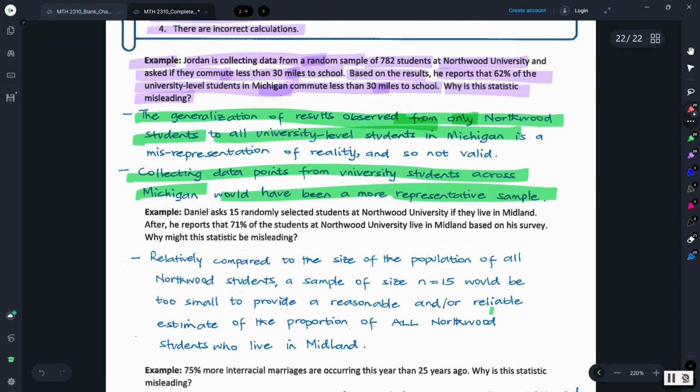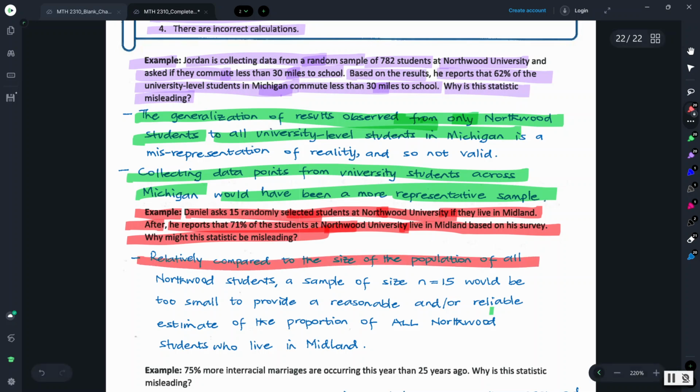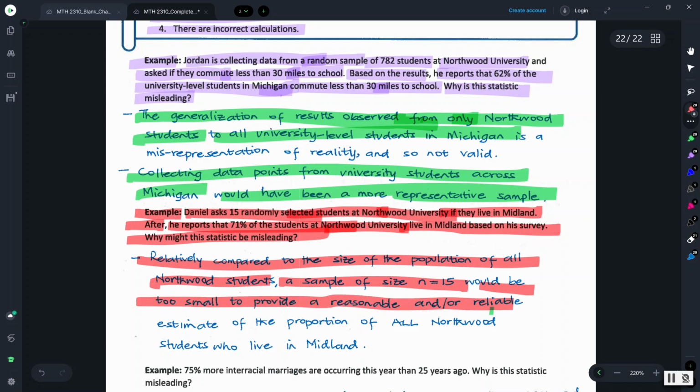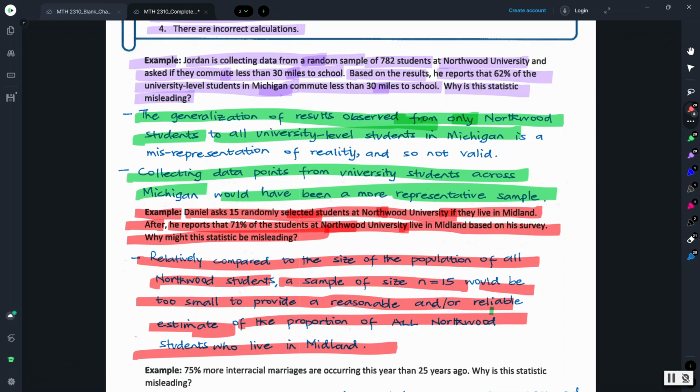We consider yet another scenario. Daniel asks 15 randomly selected students at Northwood University if they live in Midland. After, he reports that 71% of the students at Northwood University live in Midland based on a survey. Why might this statistic be misleading? Well, relative to the size of the population of all Northwood students, a sample size of 15 might be too small to provide a good amount of information to estimate the proportion of all Northwood students who live in Midland. So in this case, the sample size is too small.